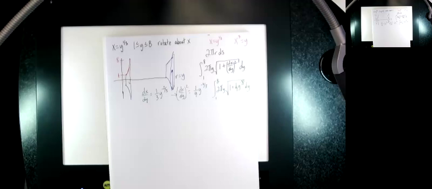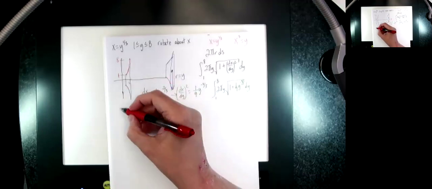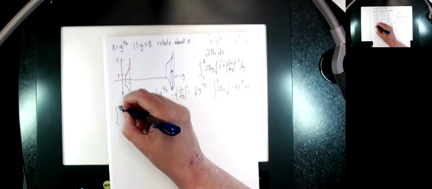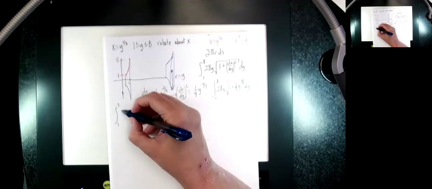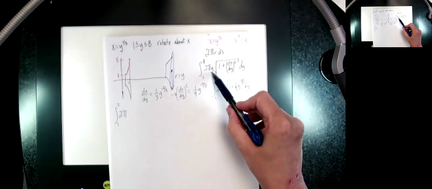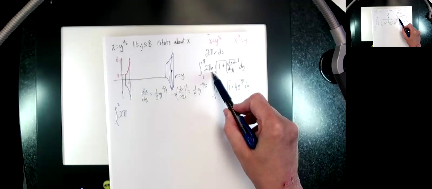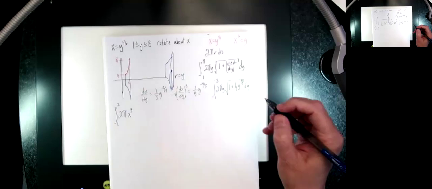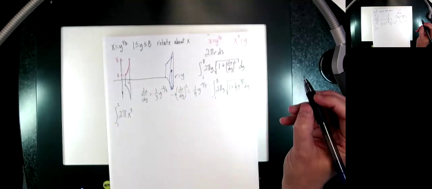The other way, we need y as a function of x. So what are the x values on this range? X is going from 1 to 2 in that region. And we're going to 2 pi. We want y in terms of x for the radius. And y was x cubed, so that gives us an x cubed there. That's our radius.